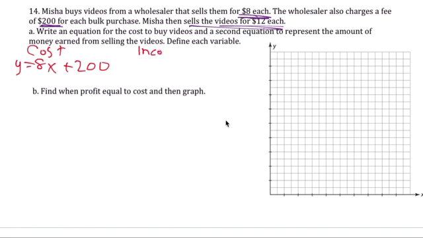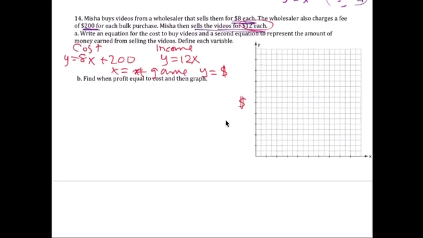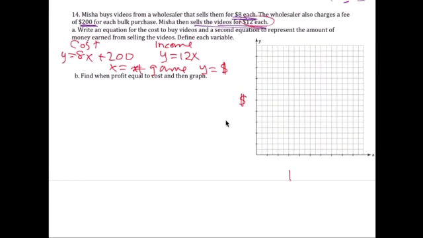Income. She's going to make money by selling it for $12 each. So x is the number of games, and y is the money that's involved. So here's the money, here's the number of games.